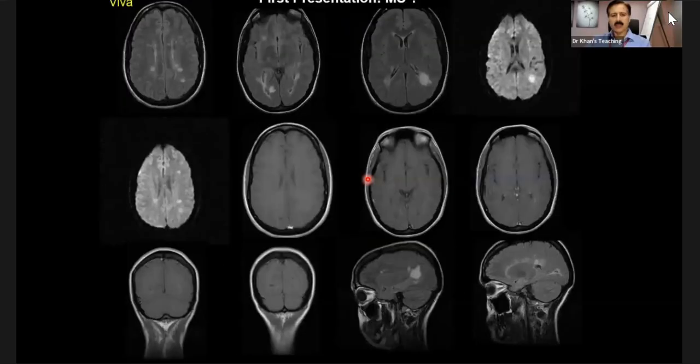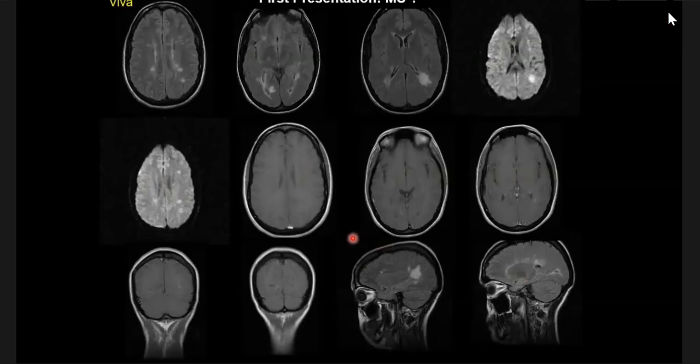So, candidate 1, this is your case. This patient, on his first presentation, was suspected of demyelination. Over to you. Let me tell you the sequence is FLAIR, FLAIR, FLAIR, DWI, DWI. I have not given you ADC. Non-enhanced T1, non-enhanced T1, contrast enhanced T1, contrast enhanced, FLAIR, FLAIR. Yes, please.